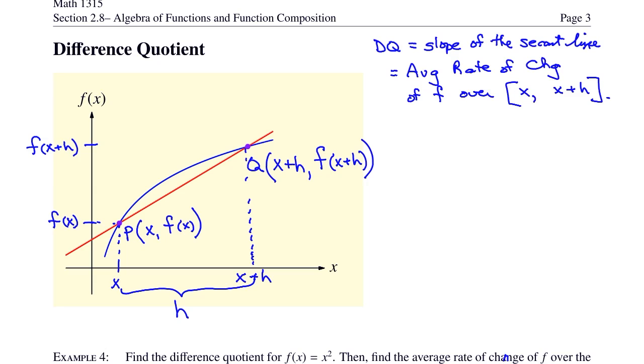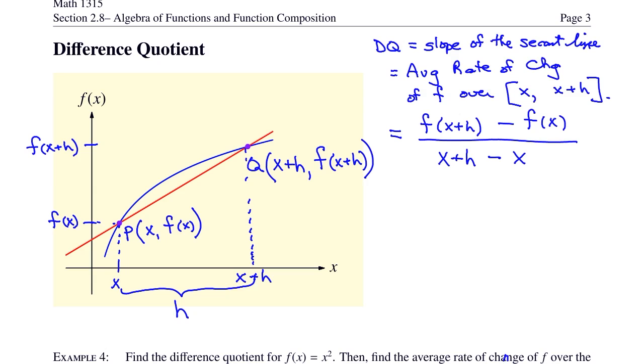All right, so now we can find the formula for the difference quotient. The difference quotient is no more than the slope function. We're going to take the y-coordinate at point Q minus the y-coordinate at point P. So it's f of x plus h minus f of x. And then we're going to take the two x values and subtract them. So it's x plus h minus x.